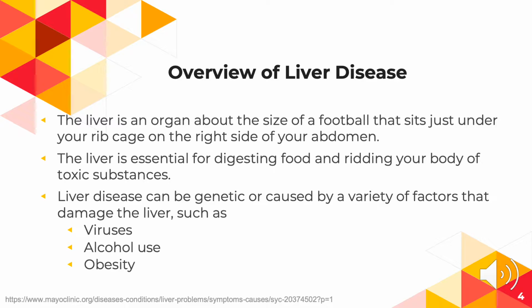According to the Mayo Clinic, the liver is an organ about the size of a football that sits under your rib cage on the right side of your abdomen. The liver is essential for digesting food and ridding your body of any toxic substances, which will be excreted through the urine. Liver disease can be genetic or caused by a variety of factors that damage the liver, such as viruses, alcohol use, and obesity. Through this PowerPoint, we will be focusing on liver disease and alcohol use.